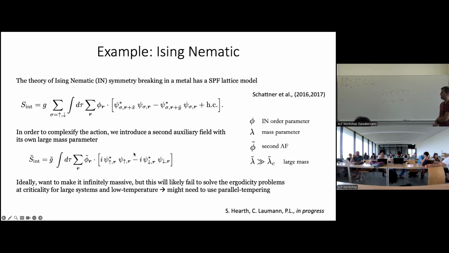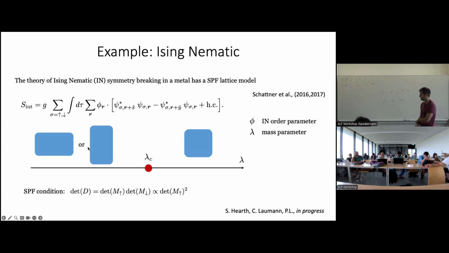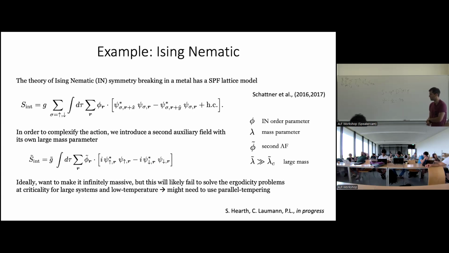But you can write it in this form, and then if you write it like this, the i and minus i imply that the determinant here can be written as det M up, det M minus, and then det M minus is the complex conjugate of det M plus. So that means that the sign problem precondition is still present, but the action is now complex.